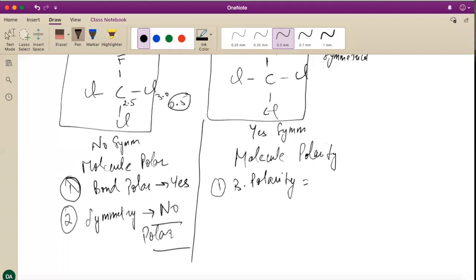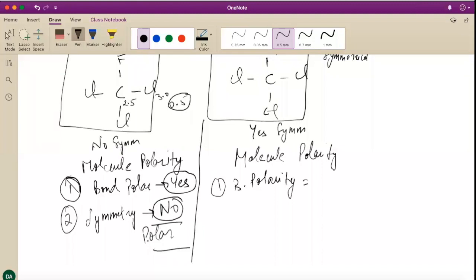Okay, so when you're doing this kind of problem for molecule polarity, you must say this in a sentence. If you say this in a sentence, it will make much more sense. So try to say it with me in your head. The bond polarity is yes. Yes, there is a bond polarity, and there's no symmetry to cancel it. That's how you should frame your sentence. There is polarity and no symmetry to cancel it. Then the molecule is polar.